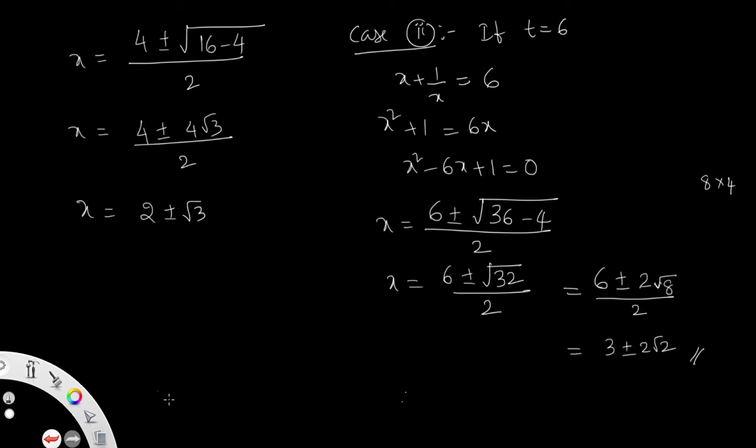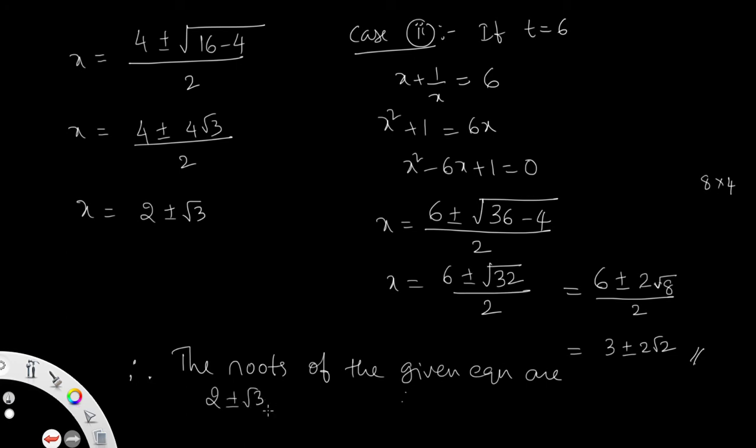Therefore, the last and final answer is, the roots of the equation are 2 plus or minus root 3 and 3 plus or minus 2 root 2. So for the fourth degree equation, you get 4 roots. This is question number 1.